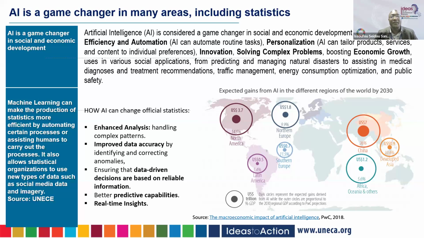Because we have noticed that it's changing the game in many areas. We have seen that it has a capacity to handle very complex patterns. This is interesting for us as statisticians. We can improve data accuracy. We can ensure that many processes are data-driven because now different chatbots can talk to each other and exchange data. We have been trying to do it a long time before with things like SDMX, but it was complex. Now it's easy with artificial intelligence.